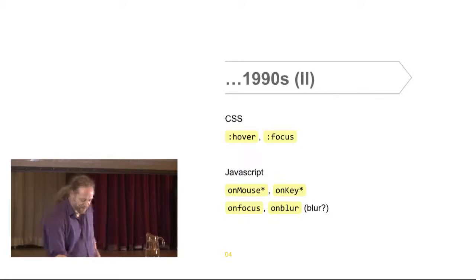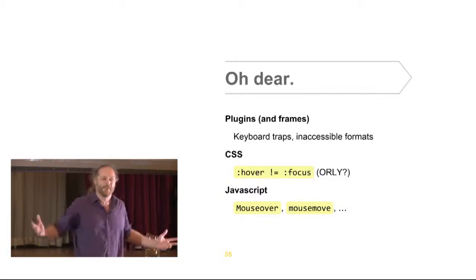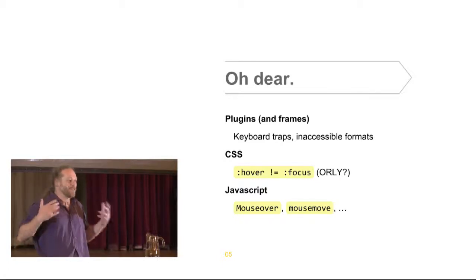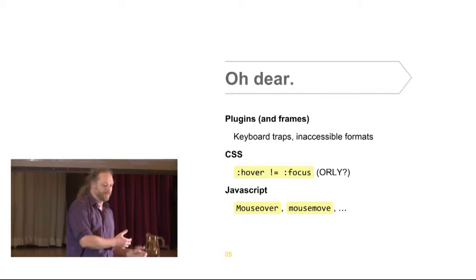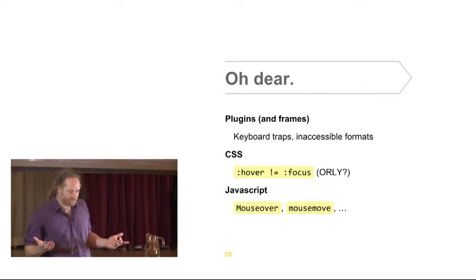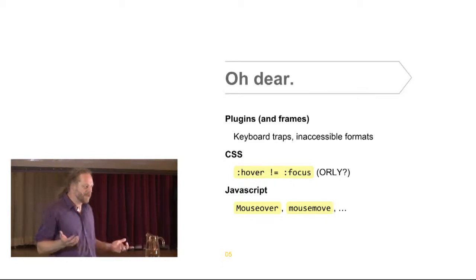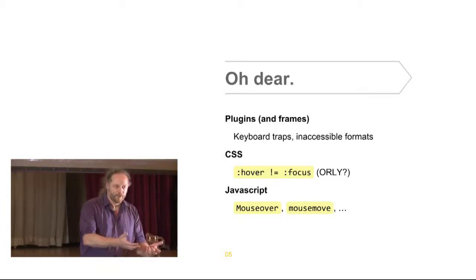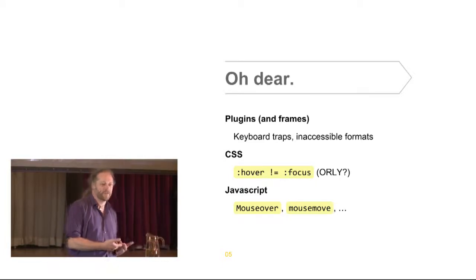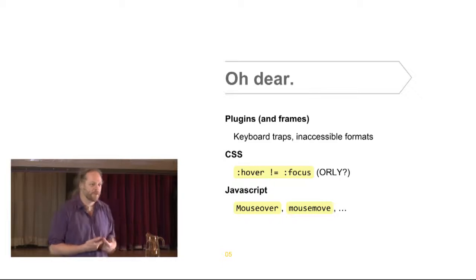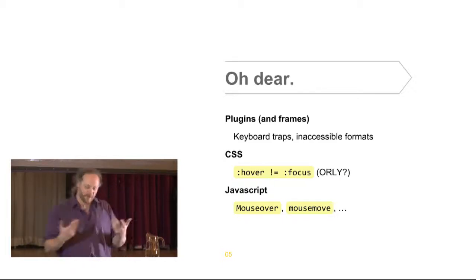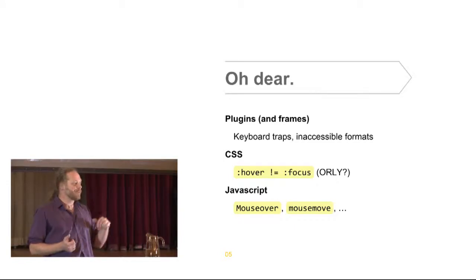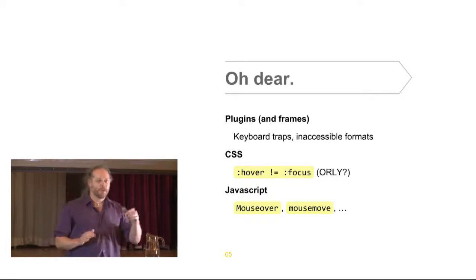What's the problem? Well, lots of things started going wrong. All of a sudden, you could have very interactive pages for some people. So, plugins. The two big problems with plugins were, first, all the formats were inaccessible. There was no way you could deal with them if you needed a screen reader to read Flash or whatever it was. And the other problem, far worse actually, was that they were keyboard traps.